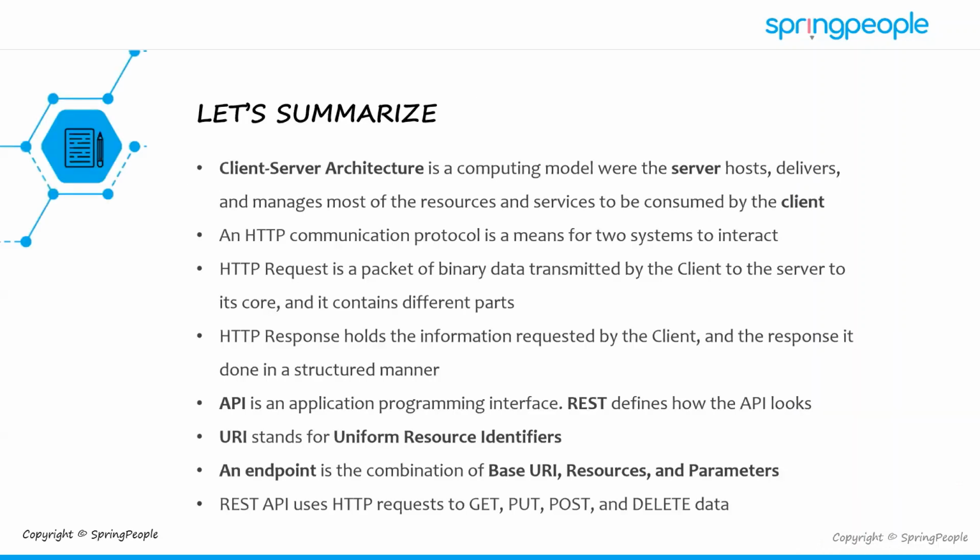Let's summarize. Client-server architecture is a computing model where the server host delivers and manages most of the resources and services to be consumed by the client. HTTP communication protocol is a means for two systems to interact. An HTTP request is a packet of binary data transmitted by the client to the server, and at its core it contains different parts. An HTTP response holds the information requested by the client, and the response is done in a structured manner. API is an application programming interface. REST defines how an API looks and works.